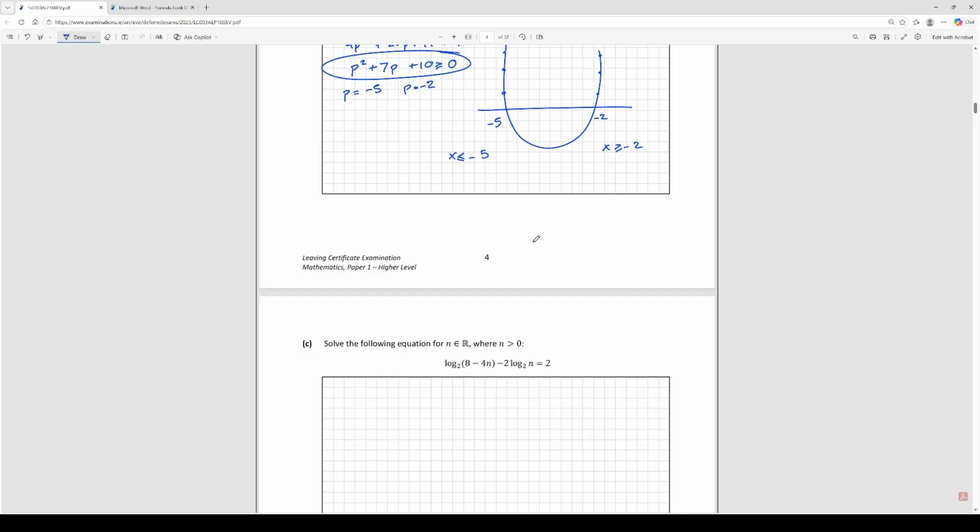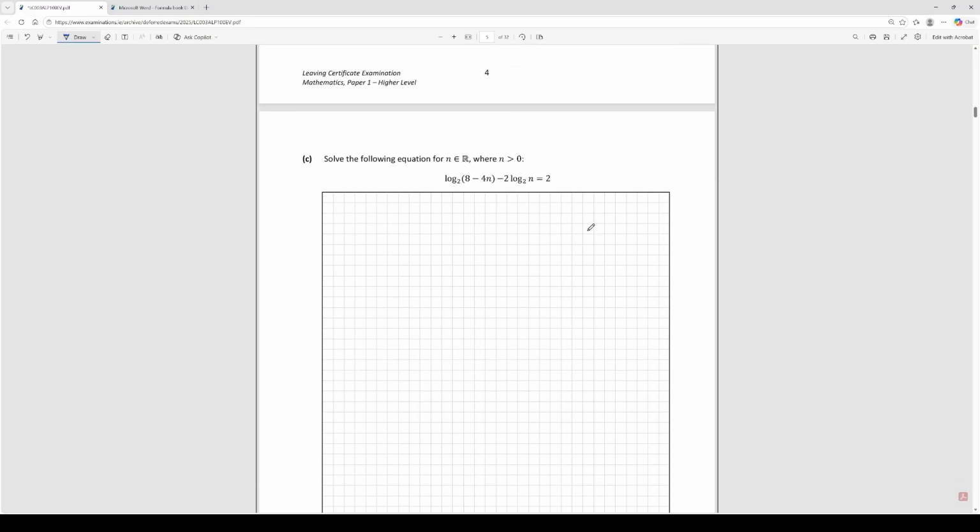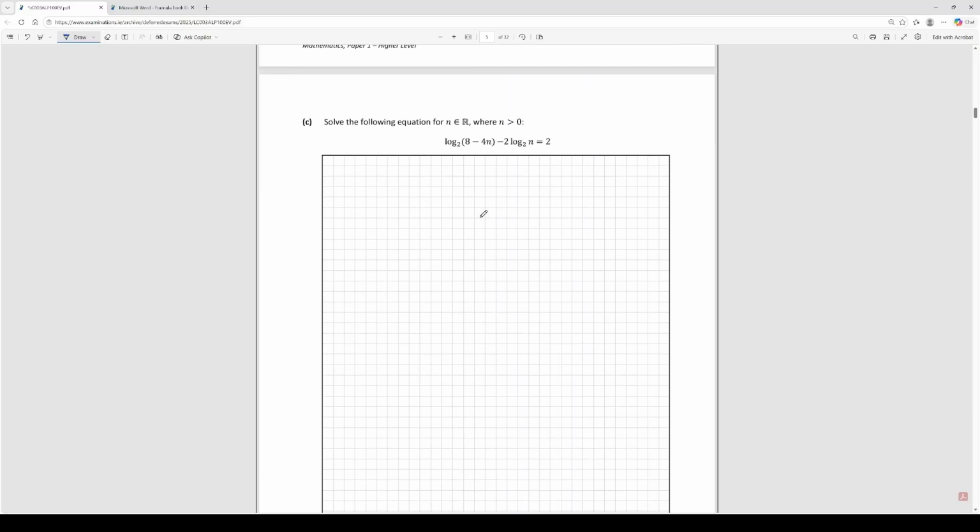I've done a more in-depth version of how to actually solve those on the TikTok, I think, somewhere, so you could find that. Solve the following equation for n. So before we start, I can put two logs together if they're being minused, but I can't do it if it's a 2 in front, so I'm going to make that a power on the n. So it's going to be n squared, basically.